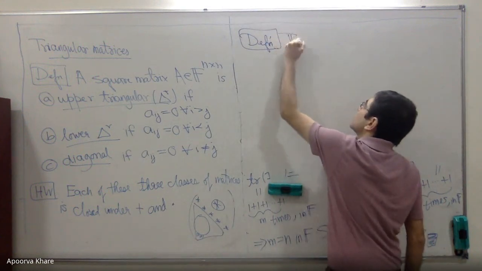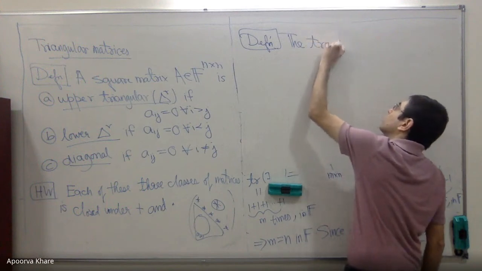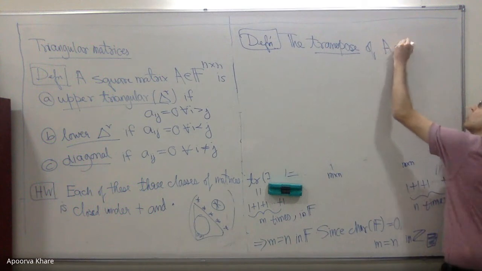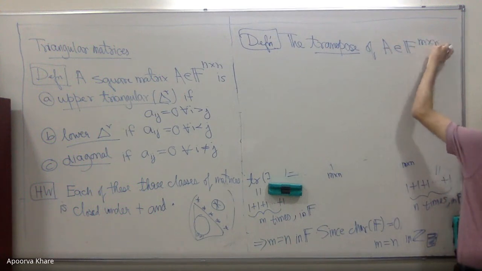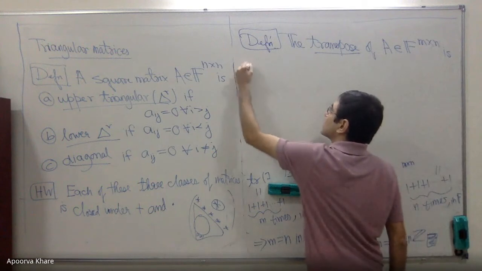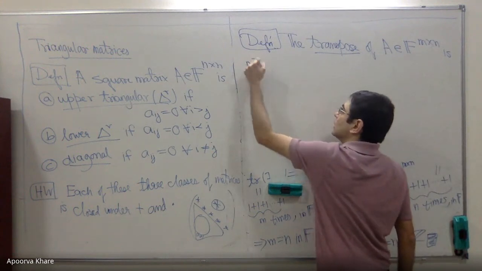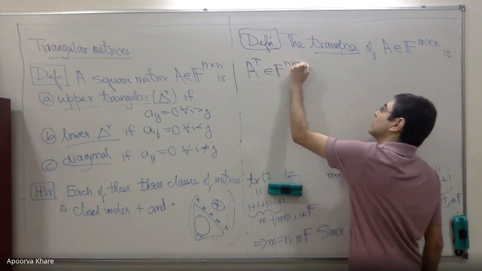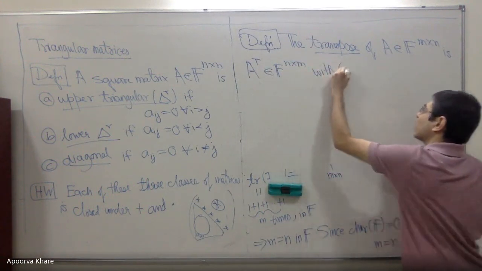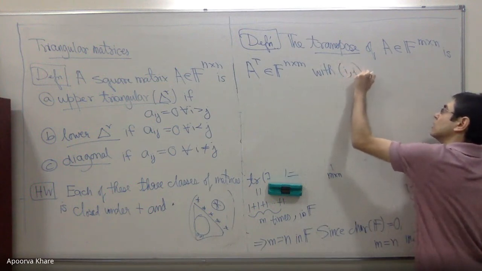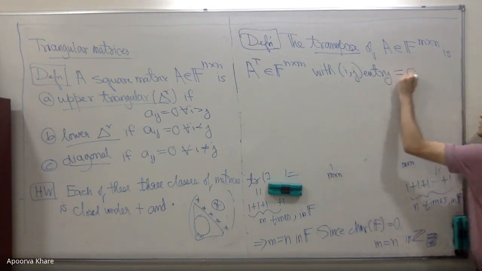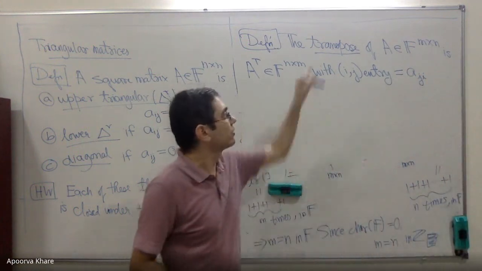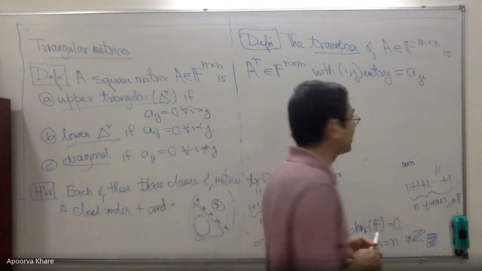The transpose of a matrix A, which is in F to the n cross m, is the matrix which we denote by A transpose. It's A to the power T. The T stands for transpose, in F to the m cross n, with i,j entry equal to a_ji, not a_ij. a_ij is the ijth entry of A; a_ji is the ijth entry of A transpose.